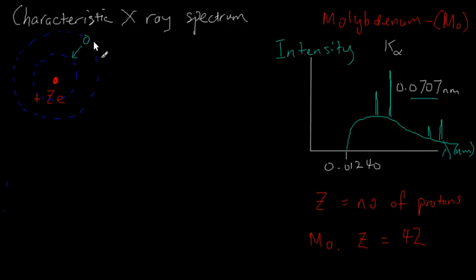In order to find the energy change when an electron falls from this orbit to this orbit, we already know how to do that with Bohr's atom. So it's just a matter of repeating the exercise.